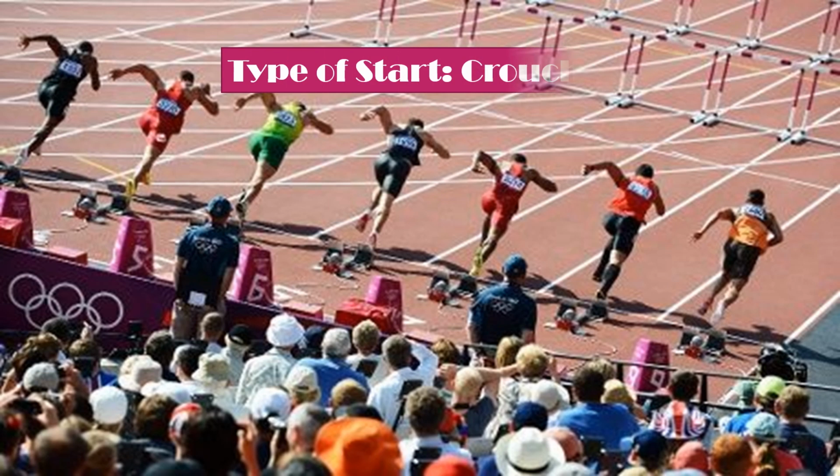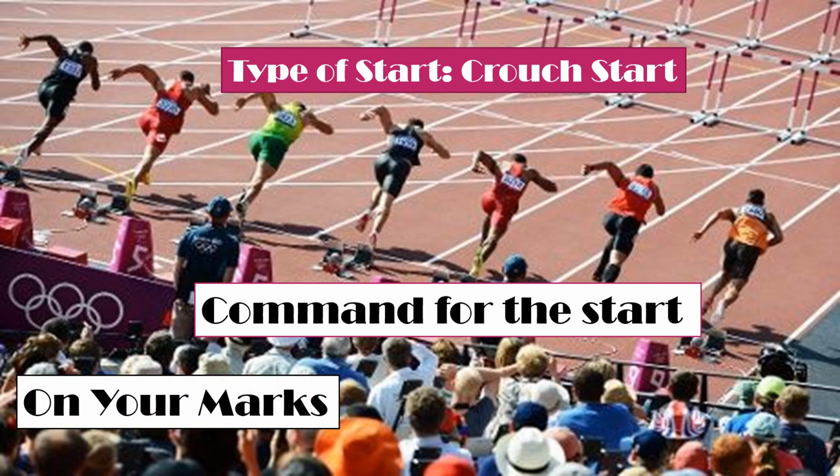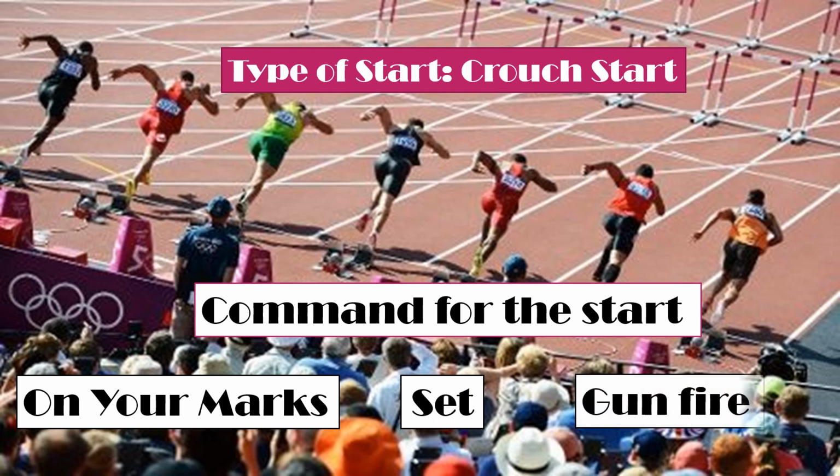Now, as we know, hurdle races are run in their own lanes. The athletes are allotted their lanes and they have to keep themselves in their respective lanes. It is mandatory for them to start with blocks, and the type of start we use is the crouch start. The commands given to start these races are: on your marks, set, and gunfire. So these are the three commands which are given to start the hurdle races.